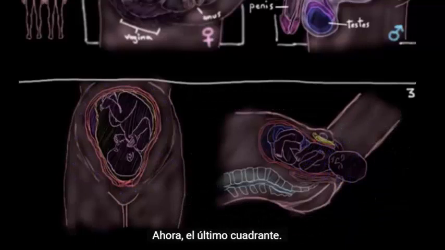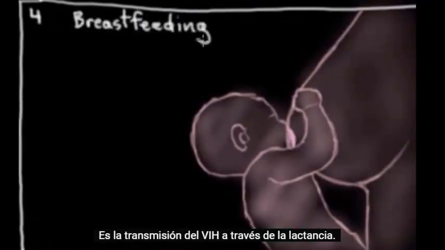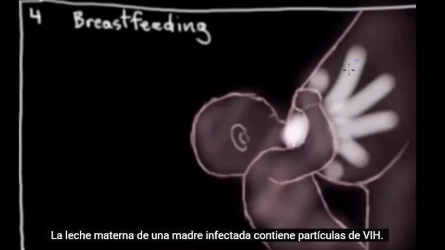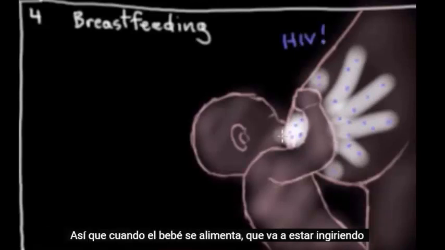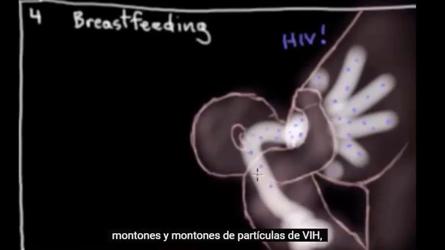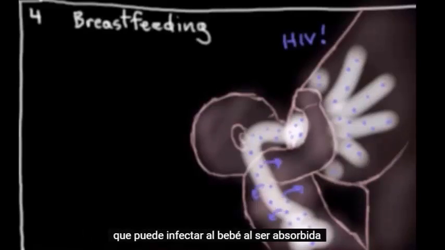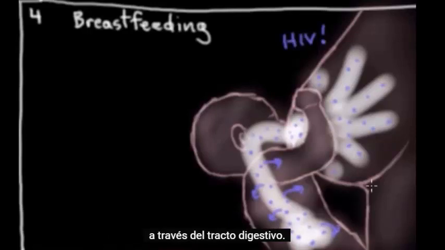Now, last quadrant, this one also involves mom and baby. It's transmission of HIV via breastfeeding. Breast milk in an infected mom will contain HIV particles, so when the baby feeds, it'll be ingesting lots and lots of HIV particles, which obviously mom is not intending. And it's not clear how the HIV gets into the breast milk in the first place, but when the baby ingests it, it can infect the baby by being absorbed through the digestive tract.